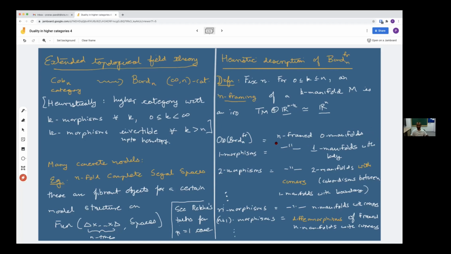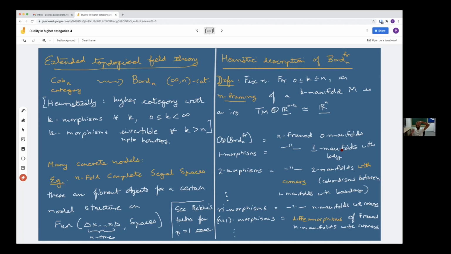Okay, a framing of a 0-manifold is an element of GL_N. Then one-morphisms are n-framed one-manifolds with boundary. Two-morphisms are n-framed two-manifolds with corners, which you view as cobordisms between one-manifolds with boundary. So, for example, a one-manifold with boundary would be an interval, I can have two intervals, and the square would be a cobordism between those two intervals.